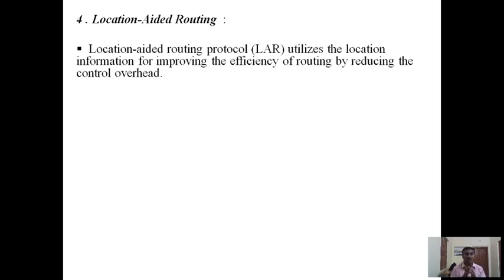That means this protocol uses the location information, with the help of GPS finding the locations, and based on that it efficiently routes the packets. Due to this we can reduce the control overheads. Control overheads means any maintenance difficulties or any problems; all these come under control overheads. These things may be reduced.